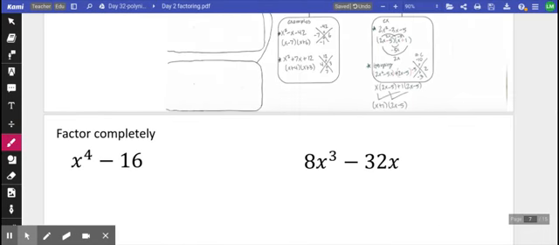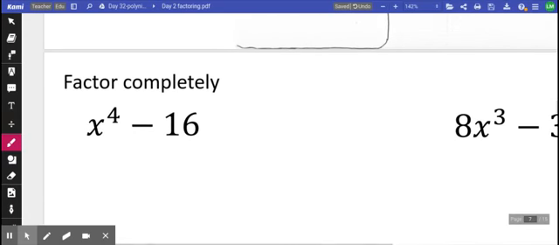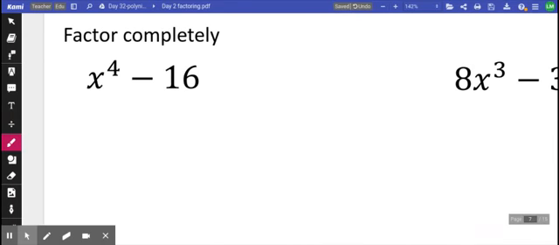All right, factor completely. Let's take a look at this one here: x to the fourth minus 16. When we're dealing with powers of x, we're looking for things that are divisible by 2, so we're looking for even numbers: x squared, x to the fourth, x to the sixth. And then 16 is definitely a perfect square.